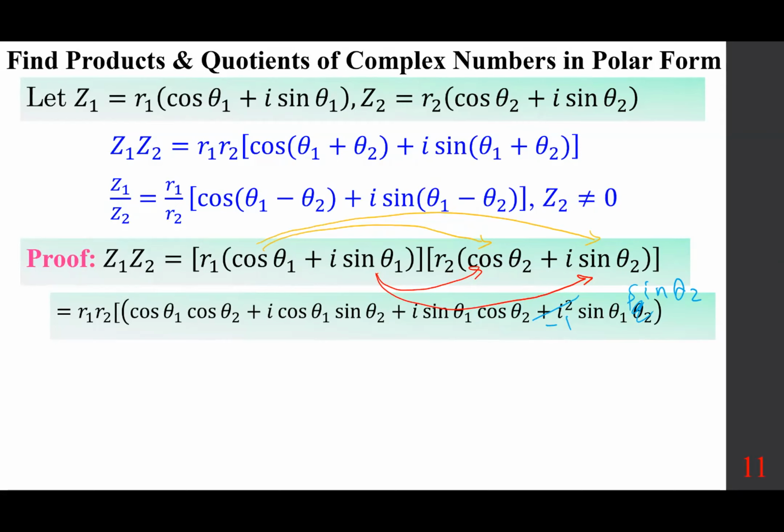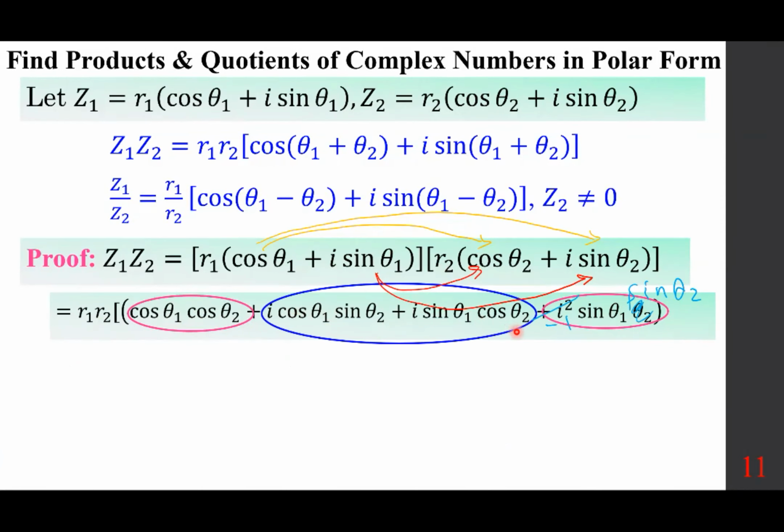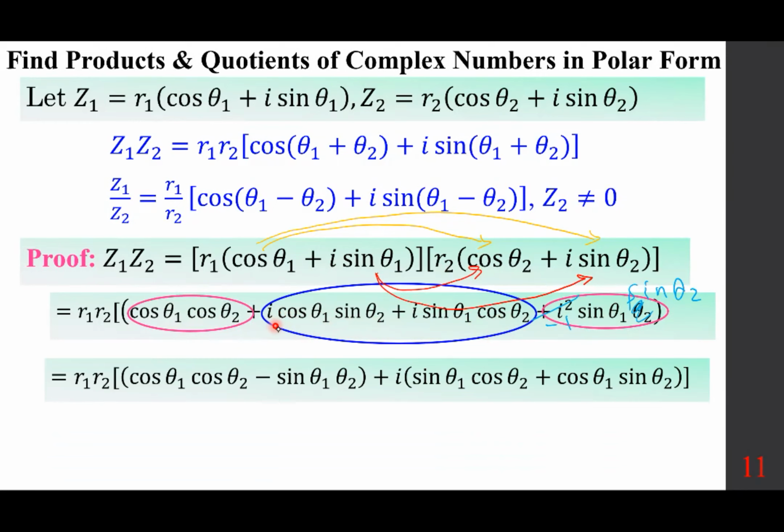Now, let's put these two together. So we say r1 r2 times this: cosine theta 1, cosine theta 2, minus sine theta 1, sine theta 2. And let's put these two together. When we put these two together, we take the I out as well. So take a look at what happens.